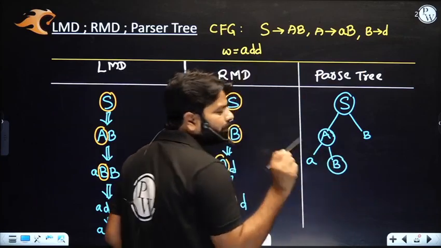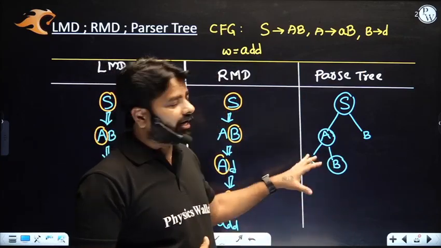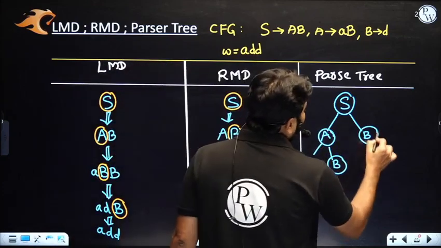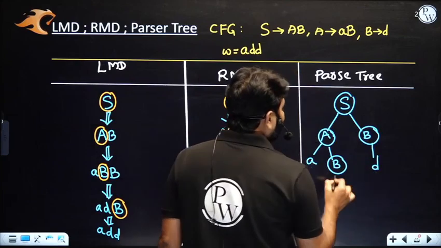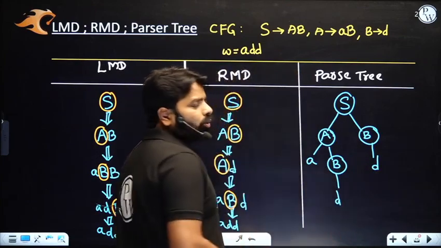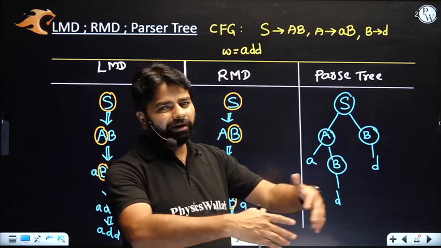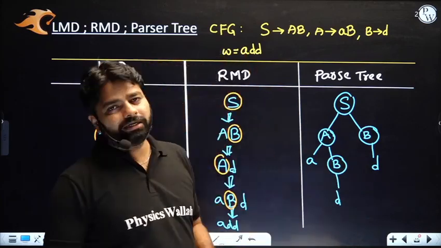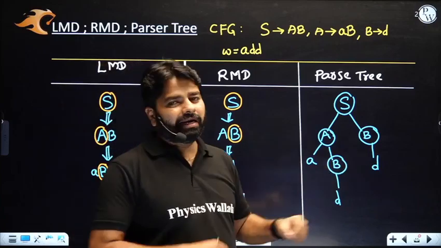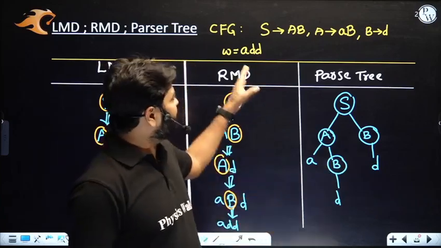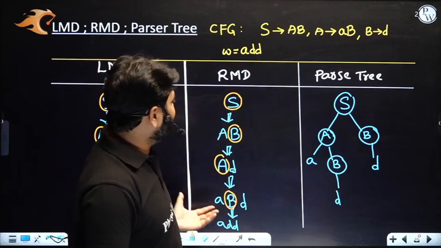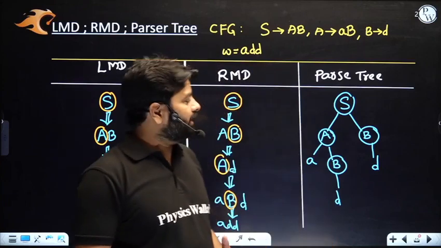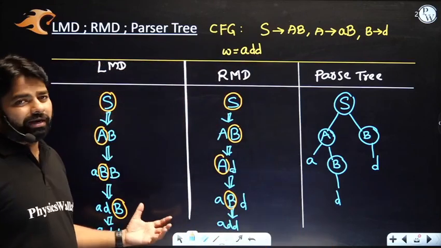For every non-terminal I am putting a circle just to help understanding, but circles are optional if you don't want them. And capital B has a D, and this capital B has a D, and all the leaf nodes you just collect from left to right, you will get the string A, D, D. You will get the required string. Now these are the three techniques, or you can say derivation approaches, to derive a string.